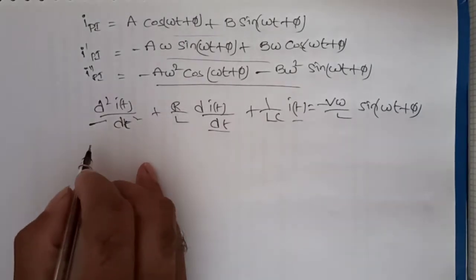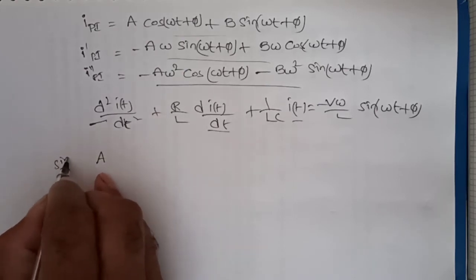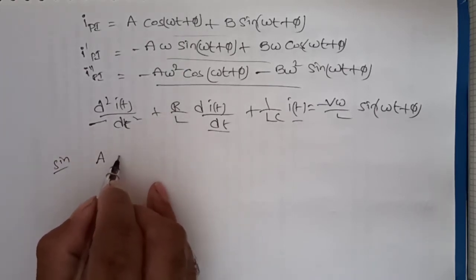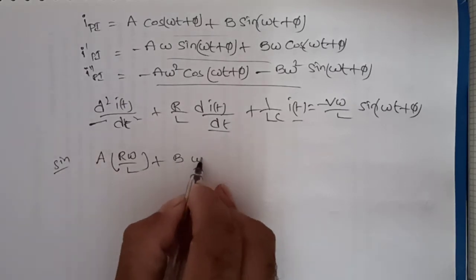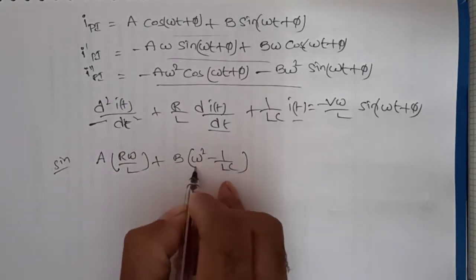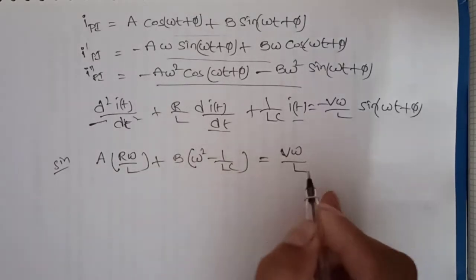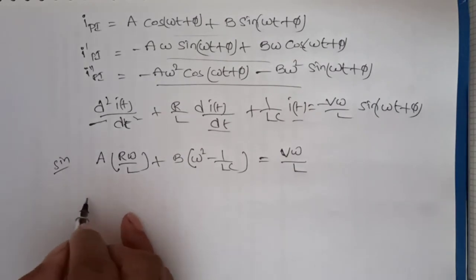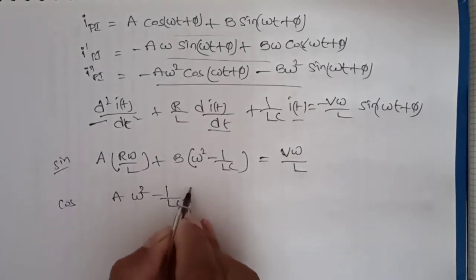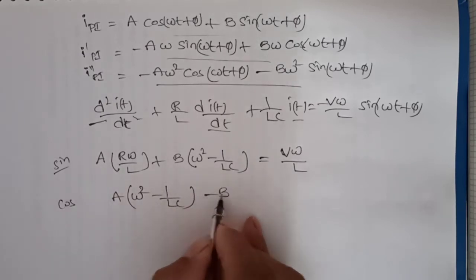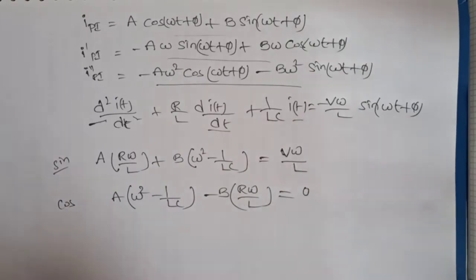After substituting, I have to compare the sine and cos terms. After comparing the sine terms, I am writing the equation directly: a into R omega by L plus b into omega square minus 1 by LC is equal to V omega by L. And if you compare the cos terms, we get a into omega square minus 1 by LC minus b into R omega by L is equal to 0.